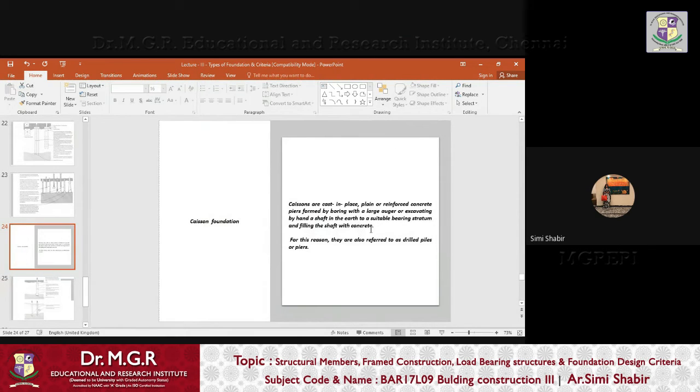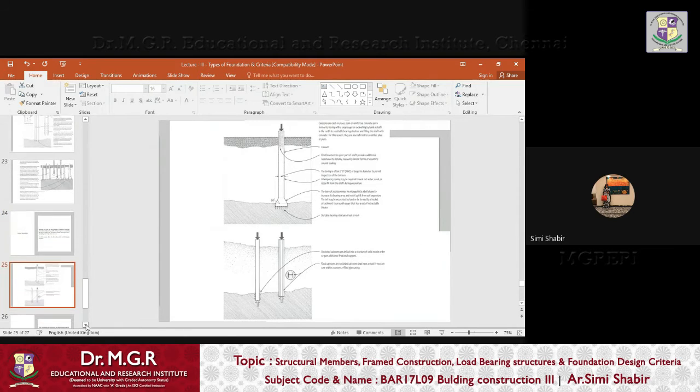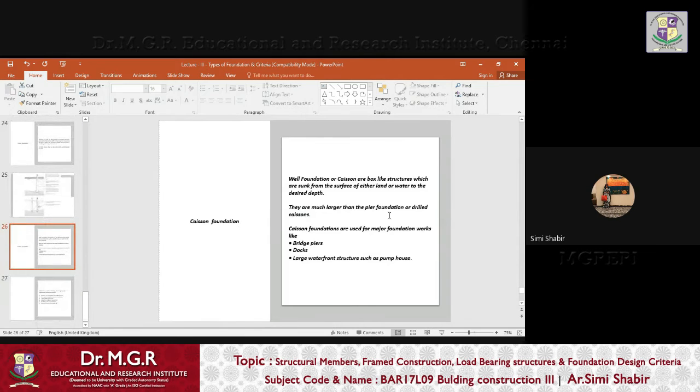A caisson foundation: these are cast in place plain or reinforced piers formed by boring with a large auger or excavating a shaft in the earth to suitable bearing stratum and filling the shaft with the concrete. Okay, so they are also referred to as drilled piles or piers, especially for the roads, the flyovers, the bridges, etc. So this is how it looks. Caisson foundations are normally used in the case of bridge piers, docks, large waterfront structures, etc.